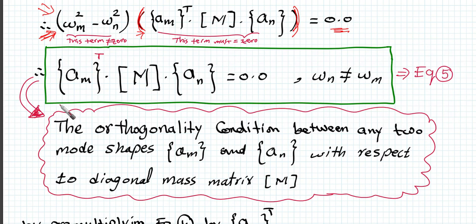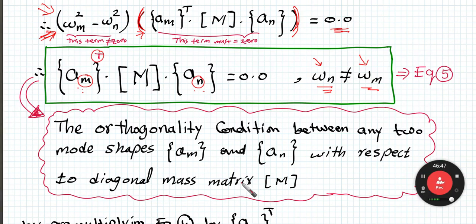And we ended up with AM transpose times the matrix M times AN. Remember that we have M mode here times N mode here equal to 0. So we're talking about two different modes. This gives us the condition that the circular frequency of the nth mode is different than the circular frequency of the mth mode. Okay, they are different here, and from here we can obtain the meaning of the orthogonality condition.